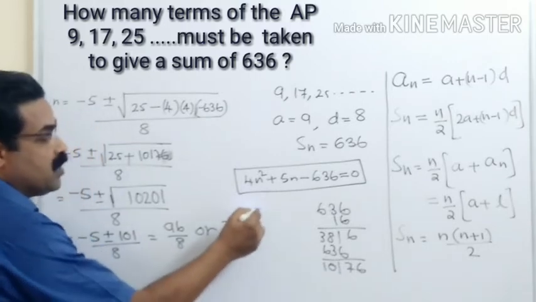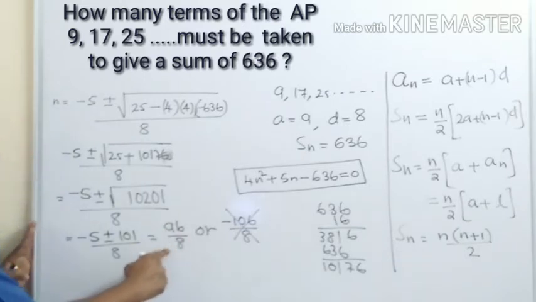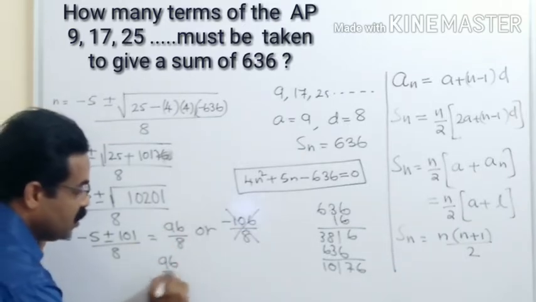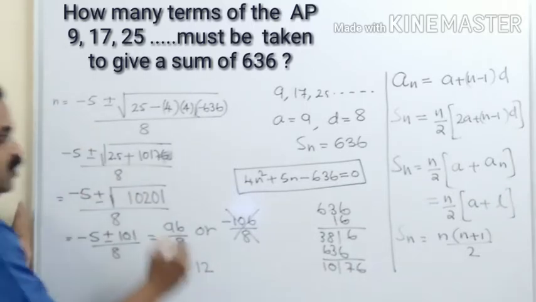So this negative number is not acceptable. So we will take 96 by 8. What is 96 by 8, students? 96 by 8 is equal to 12. So we got the value of n. n is equal to 12.